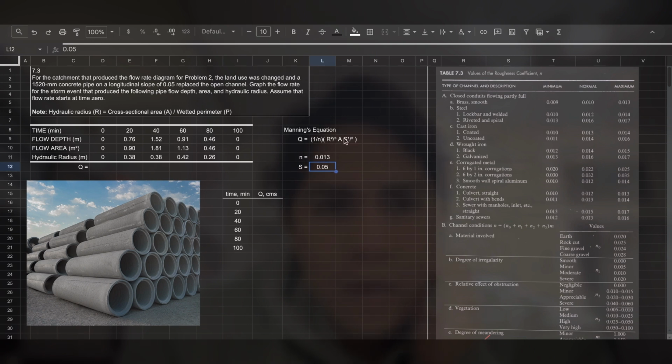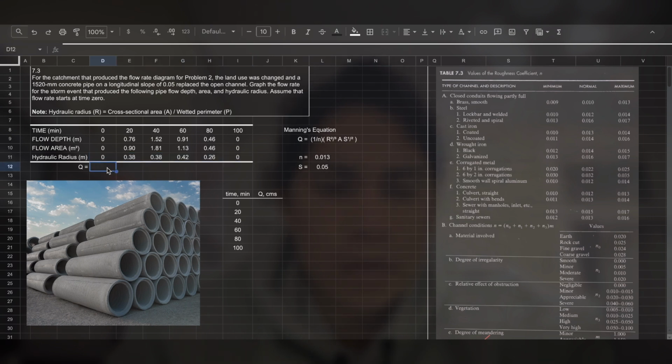And then we are given the flow area as well. And the hydraulic radius, where R is the hydraulic radius. We're also given that. So we actually will not need the diameter of the pipe because we are already given the hydraulic radius. If we were not given the hydraulic radius, we would have to estimate it by using the flow depth and finding out the cross-sectional area. But they already gave us this value, so we don't need to solve for that.